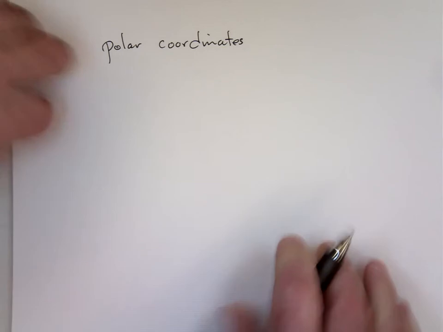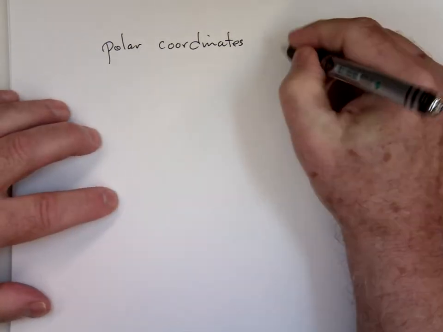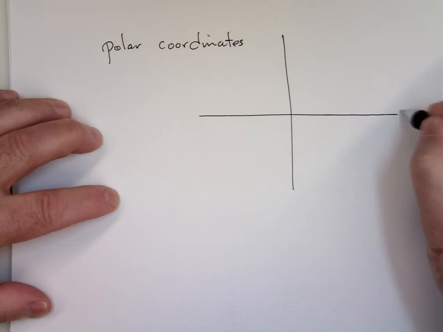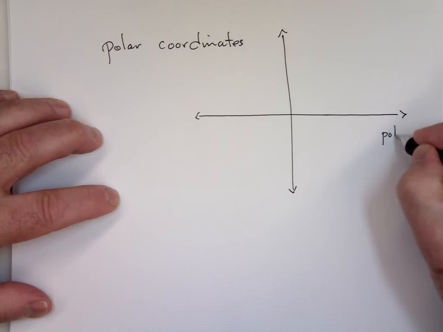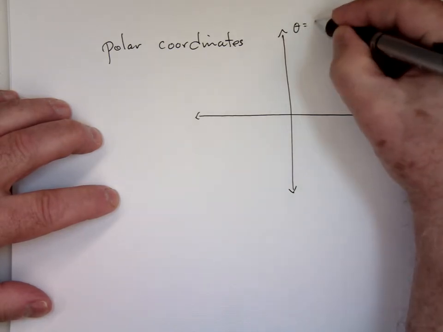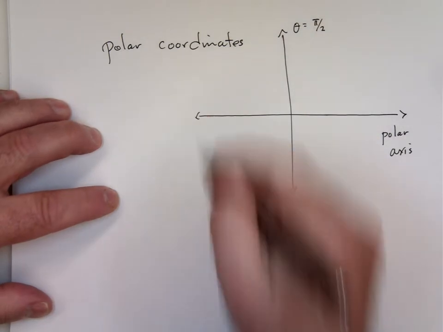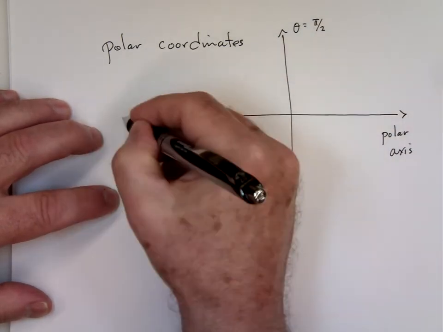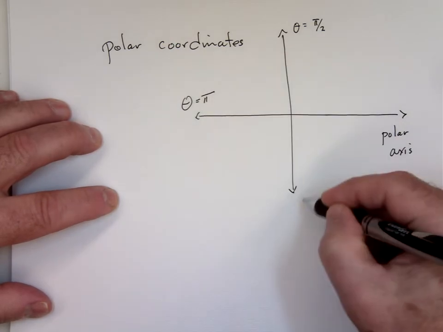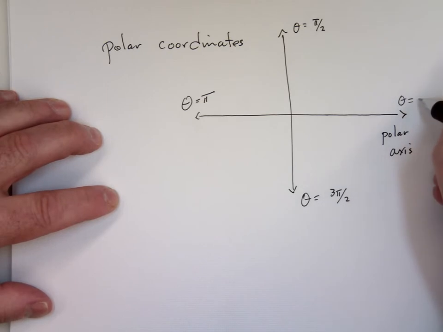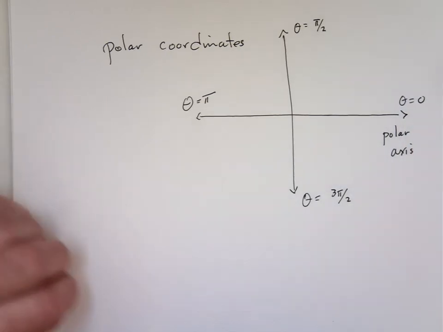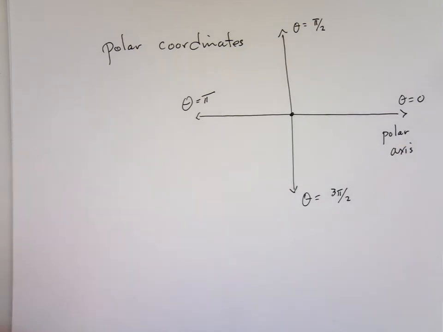In a polar coordinate system, we have 2 axes. This is called a polar axis. And this axis is theta equals pi over 2. And this line segment going this way would be theta equals pi. This would be theta equals 3 pi over 2. This would be theta equals 0 as well. Instead of being called the origin, where the 2 axes intersect, this is called the pole.